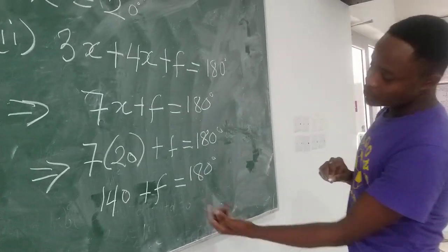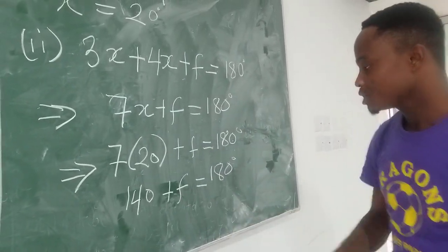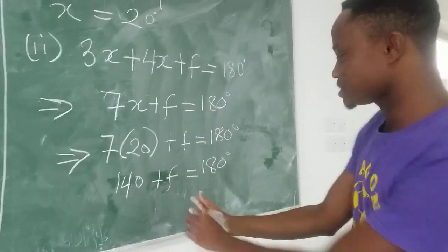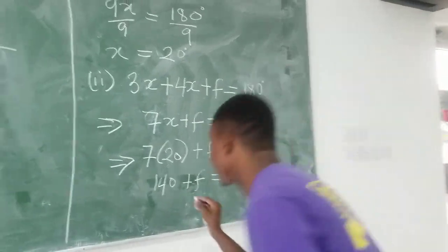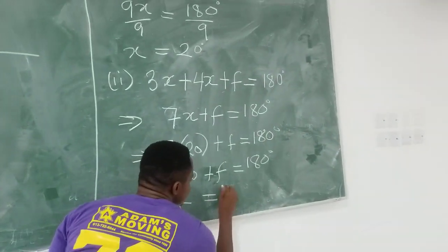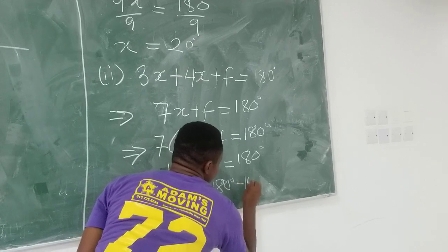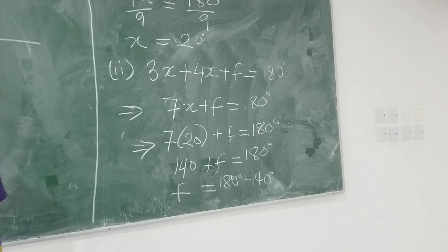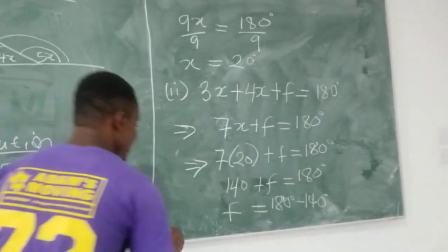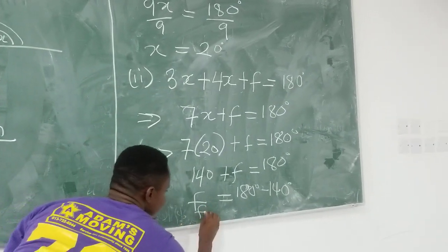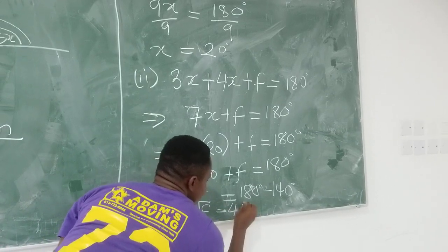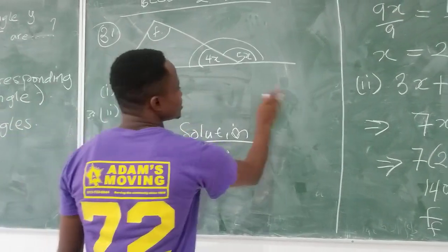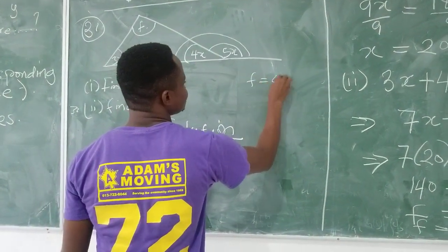Now we want f to stand alone, so we send this guy out. You can subtract 140 from both sides, so that will make f equal to 180 degrees minus 140 degrees. 180 minus 140 will give us 40 degrees. So our f actually is 40 degrees.